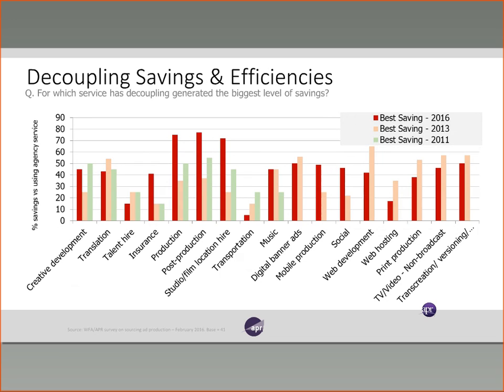If we look at the benefits from a specific savings and efficiency standpoint, the survey results that we're seeing, we've got two things here. One is the best savings. So out of all these different outputs, creative development, translation, talent hiring, insurance, all the different elements that you can decouple, where are you seeing the biggest savings? And here, it makes sense that the greatest level of savings would be seen on the bigger ticket items, the bigger spend items such as broadcast production and creative development, and the traditional post-production, etc.